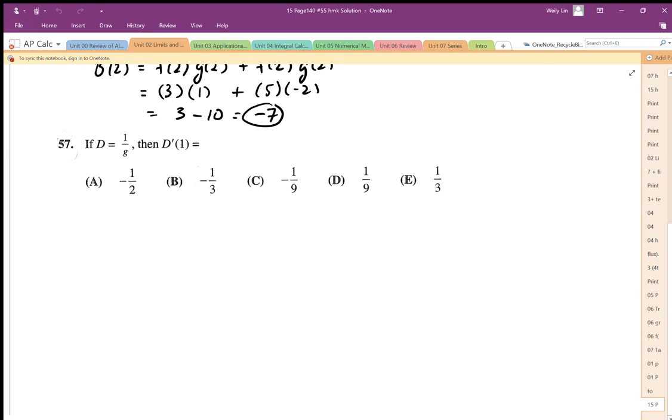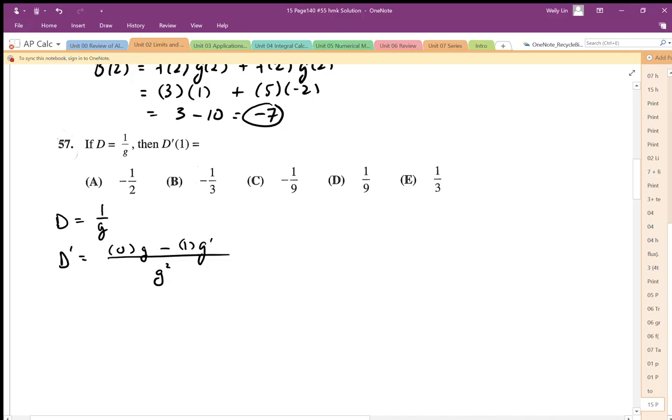Number 57, we'll do the same thing as before. In this case here, g is a reciprocal function. So when I differentiate, I'm going to need to use the quotient rule. So I'm going to differentiate 1, which is 0, times g, minus 1 times the derivative of g, and that's all over g squared. Okay, there's my quotient rule.